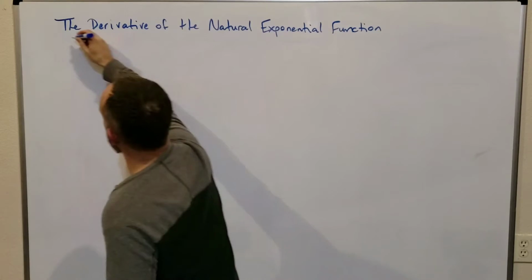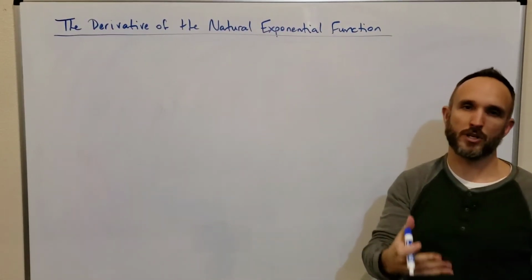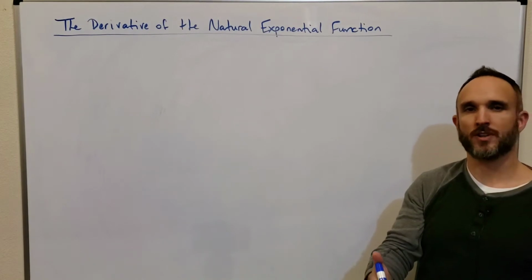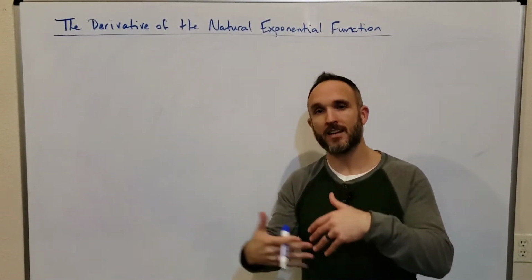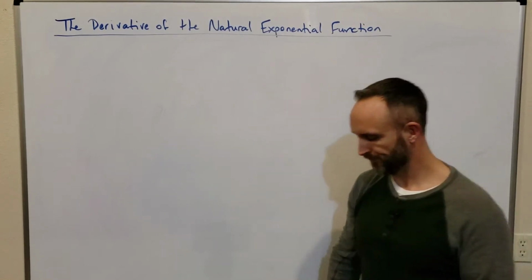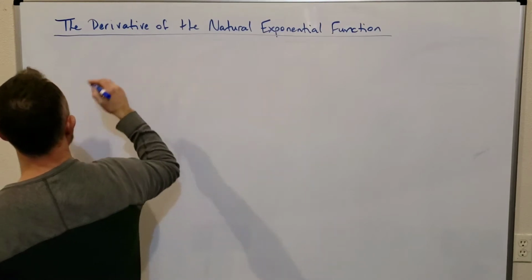So the first thing I'm going to do is tell you the rule for differentiating the natural exponential function. Then I'll show you why that is, and then at the end we'll do some examples applying the rule. So the derivative of the natural exponential function.